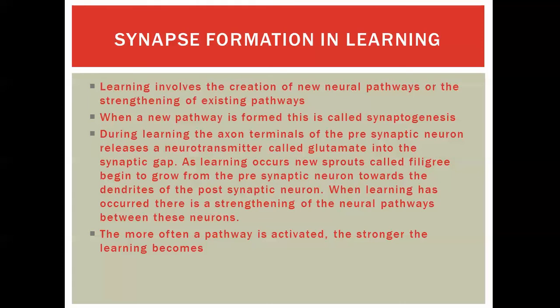And this glutamate basically allows filigree, which is a little structure, to grow across the synaptic gap, connecting the axon terminals of the presynaptic neuron to the dendrites of the postsynaptic neuron. And basically, the learning that takes place is the strengthening of that connection that now exists between the neurons. And we know that the more the pathway is activated, the stronger the learning becomes. And again, we'll watch a video about this to really hone it in for you in class.